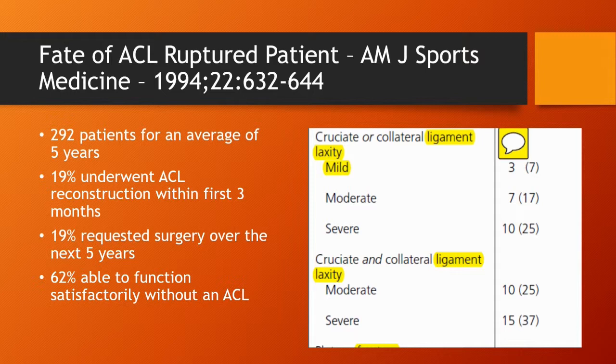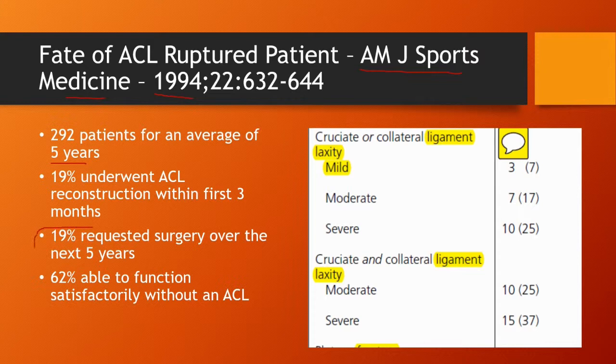and we're talking about grade 3 rupture injury. And this is a study that I was able to find. It's not a new study. It's a 1994 study, but it was published in a respectable journal, the American Journal of Sports Medicine, and they followed 292 patients, each of whom had suffered a ruptured anterior cruciate ligament. And they followed these patients for an average of 5 years. Well, a small percentage, approximately 20%, underwent anterior cruciate ligament reconstruction within the first 3 months, and another 20% requested surgery over the next 5 years.